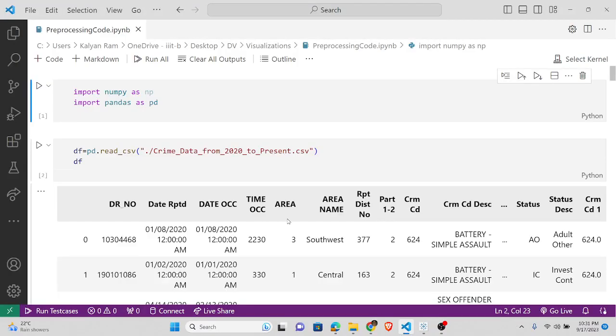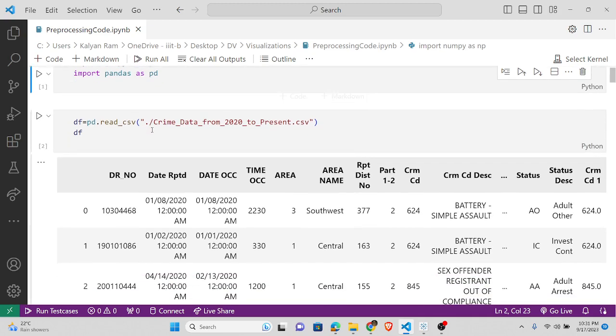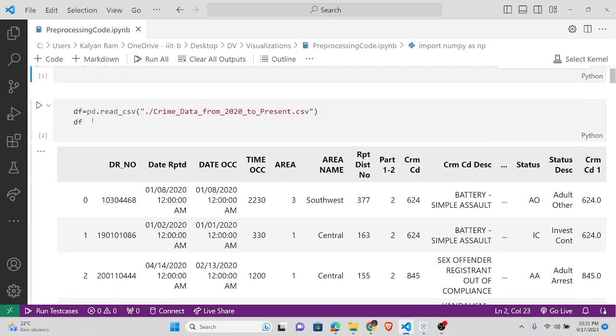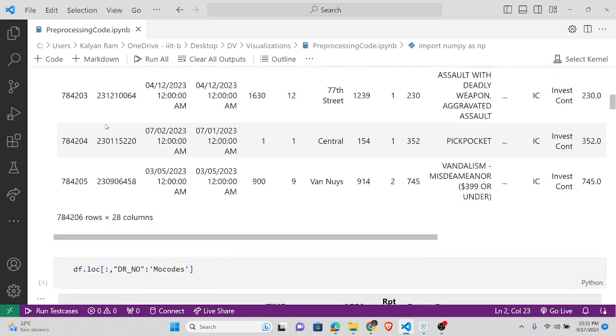I'll be talking about the data pre-processing that has been done on a dataset. We had crime data from the year 2022 to present of Los Angeles. We used pandas to do all the pre-processing. We first read the CSV file using the pandas function.